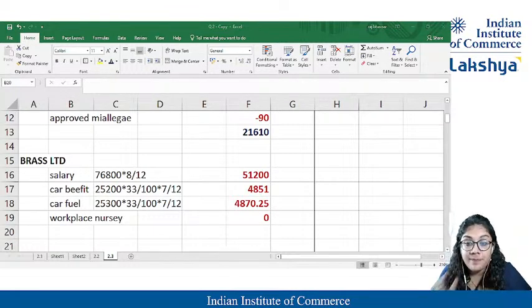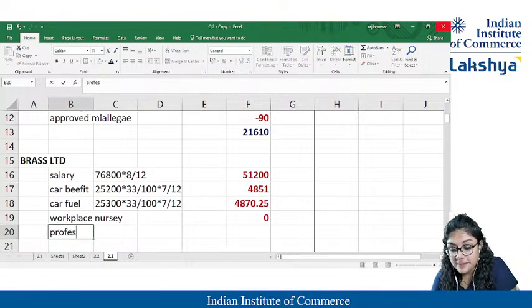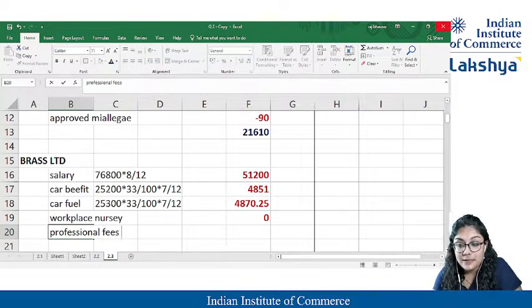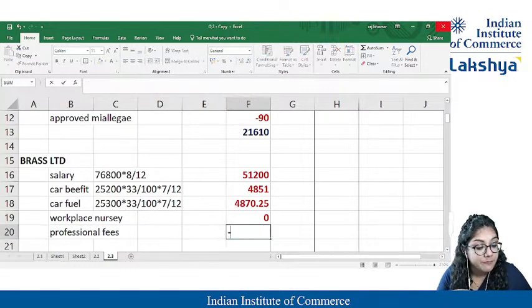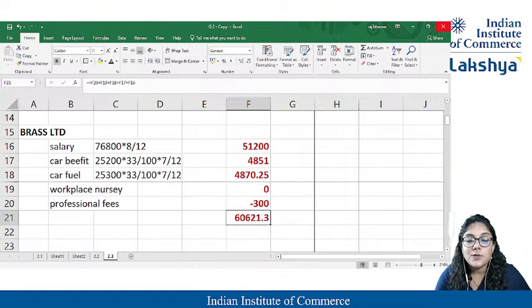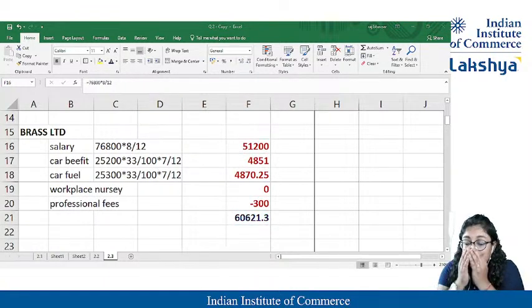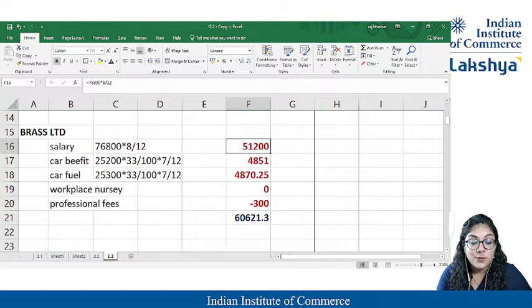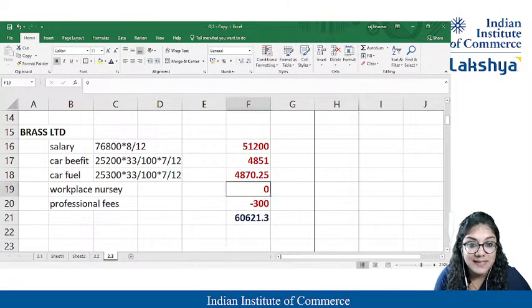Professional fees I have paid of some 300 for that examination. So my professional fees, I paid it, and that is my allowable expenditure of minus 300. With these, I can get my total income in my second company also. So in my next employment I'm getting a total income of 66,621. What will be my total income?